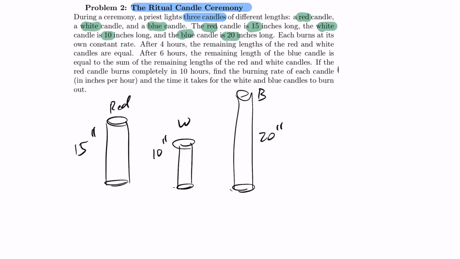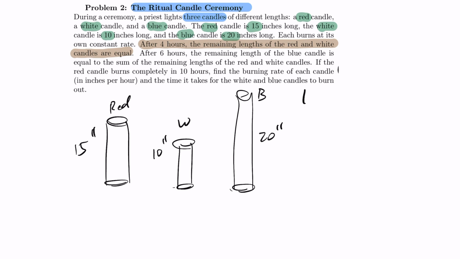Each burns at its own constant rate, so they could be going at different rates here. It says after 4 hours, the remaining length of the red candle and the white candle are equal. So let's take a look at that. So after 4 hours, and again, if you want to try the question yourself, pause it, work through it, you can do that as well.